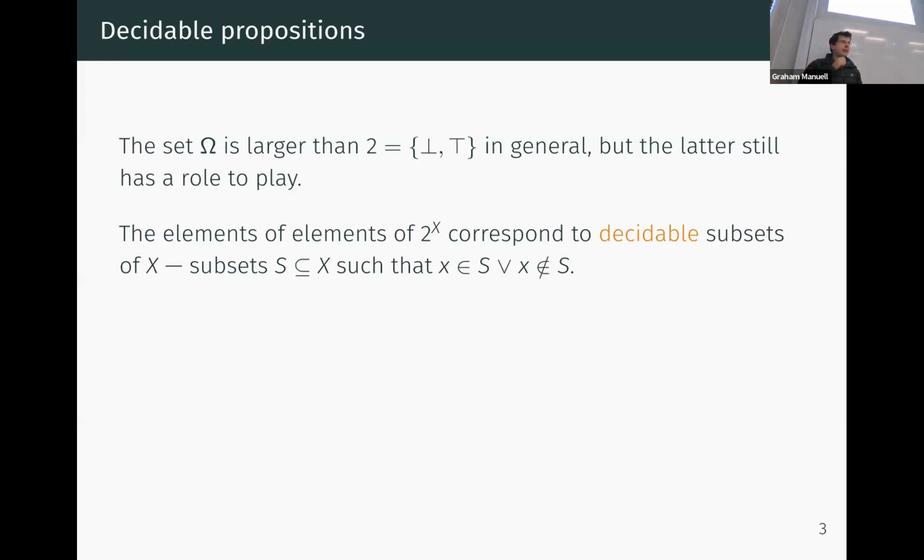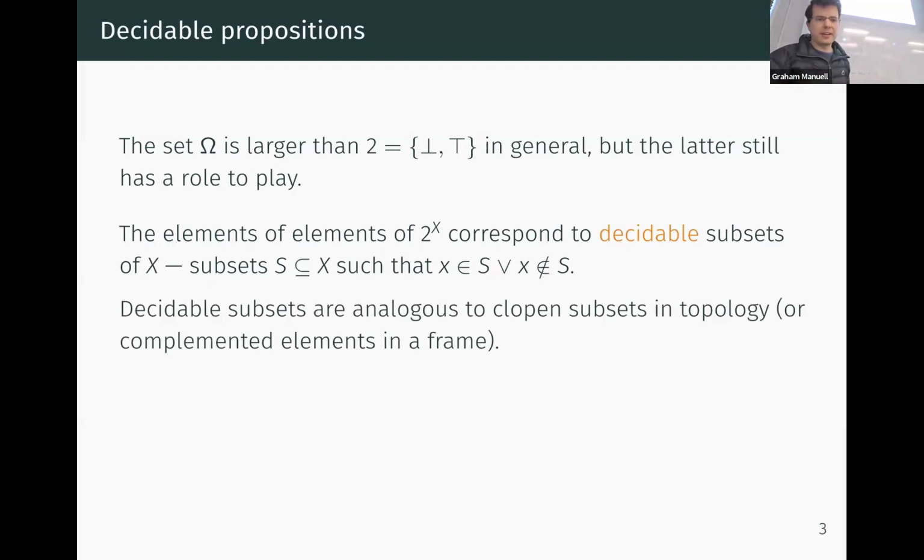They're precisely the subsets where we can say either x is in S or x is not in S. So it's kind of a version of excluded middle that holds in this case. You call such a subset decidable, and that's a map to 2. This is still an interesting thing. We often care about decidable subsets. Decidable subsets will behave much more like how we expect things to behave from classical mathematics. So it's a good idea to have some kind of understanding of them.